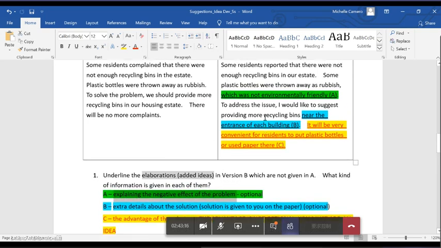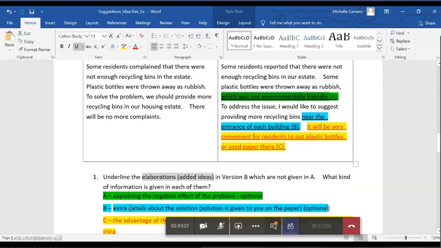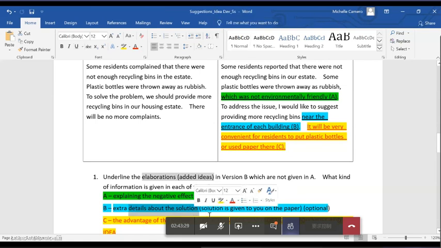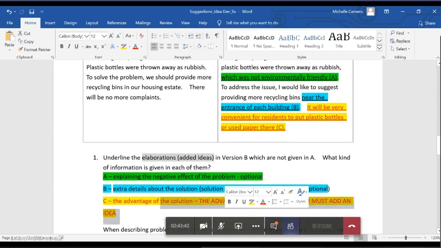Okay, so what I should have done is I said that green is explaining the negative effect of the problem. So let's look at this. It says some plastic bottles were thrown away as rubbish, which was not environmentally friendly. So you can see that this explains more about the problem. Okay, then for B, extra details about the solution. So the solution on the paper you will see. It says, to address the issue, I would like to suggest providing more recycling bins. And then we're going to add some extra details near the entrance of each building. Okay. And then, like I said, the advantage of the solution is not optional.